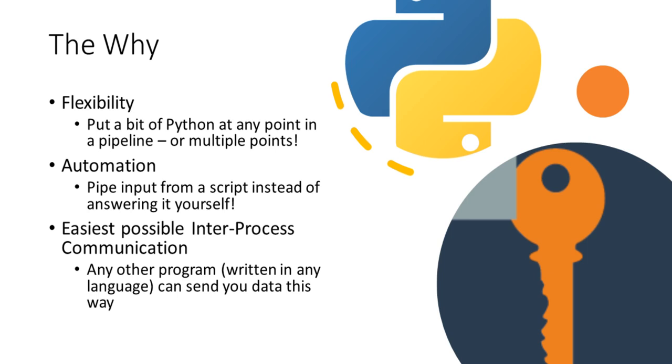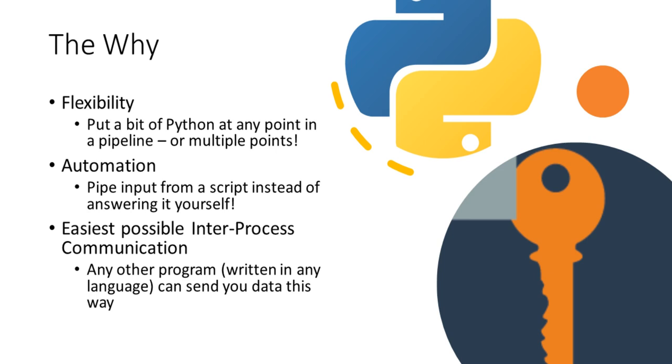Similarly, automation. You can pipe input from a script instead of answering it yourself. By this I mean, if a program is expecting a user to enter something on the terminal, many times you can trick it into taking input from your program instead, whether you're ingesting from another program's output or you're forcing your input into that program to automate it. It's basically the same idea. We'll see both sides of that coin in this video.